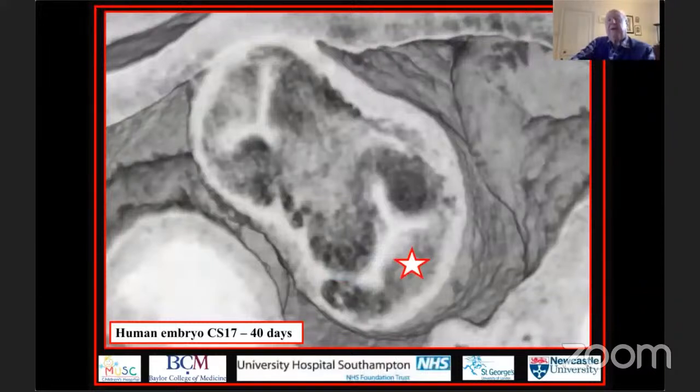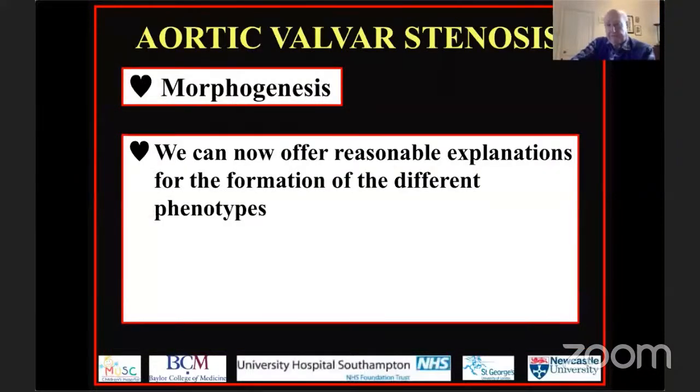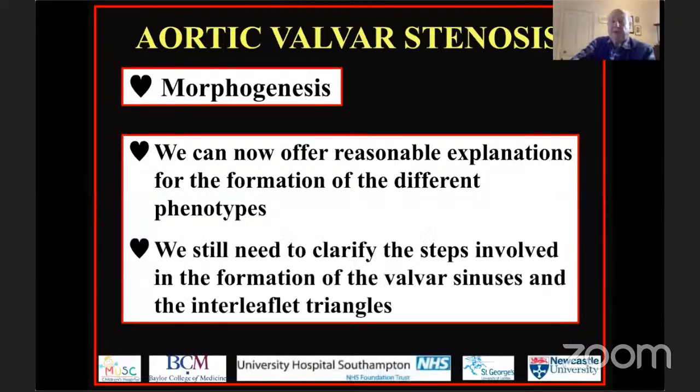Whereas if the intercalated valvar swelling did not form at all, this would give you the primordium for the bisinuate and bifoliate valves. And it follows that if two of the zones of apposition silt up, then you would have the primordium for the unicuspid and unicommissural variant. So based on what we now know about anatomy and development, I think we can offer reasonable explanations as to why we get these different phenotypes.